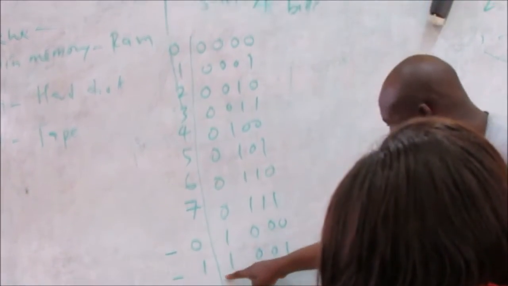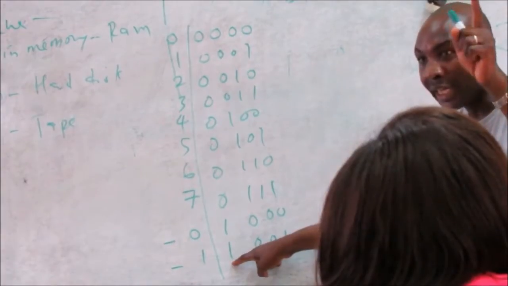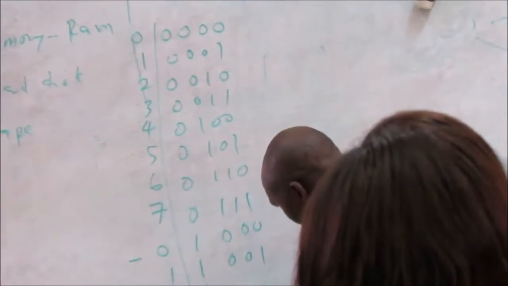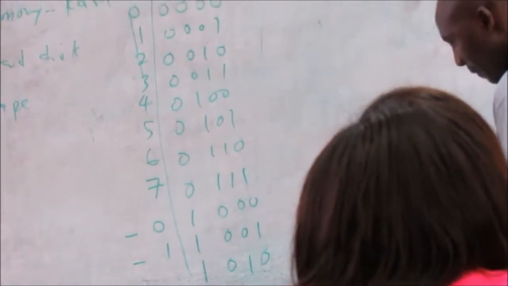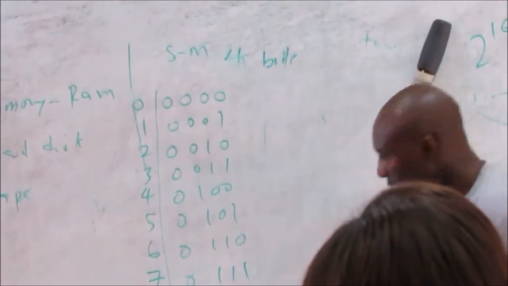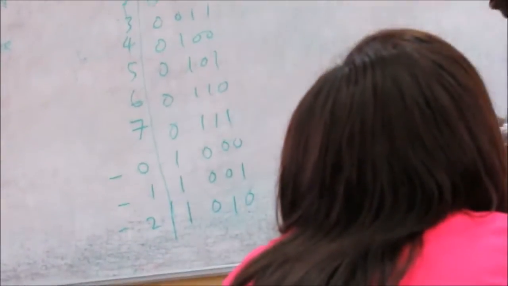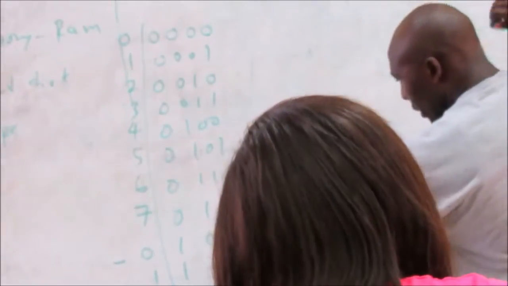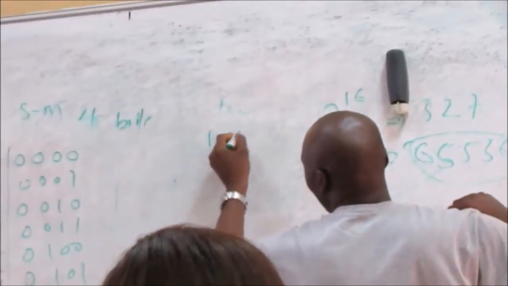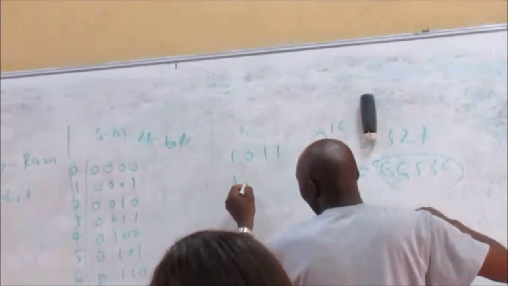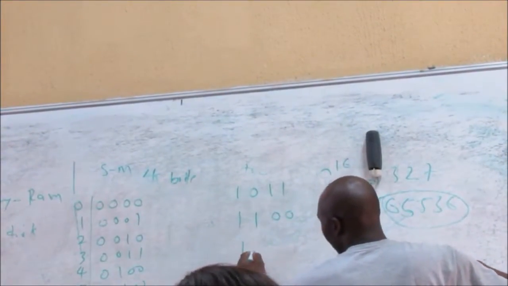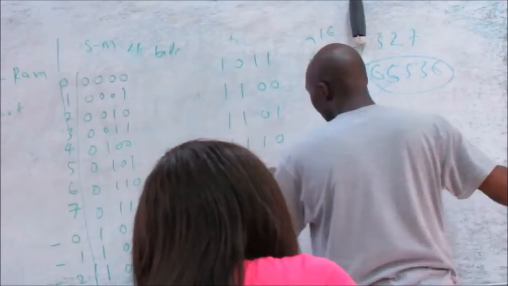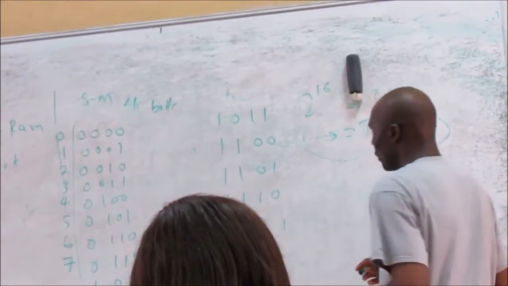Likewise, sign here is 1, implying negative. What do you have here? 1. This is also 1, 0, 1, 0, implying negative 2. Now, this is how this cycle is going to go. Let me just continue that here. This is 1, 0, 1, 1. 1, 1, 0, 0. 1, 1, 0, 1. 1, 1, 1, 0. And then 1, 1, 1, 1. Good.